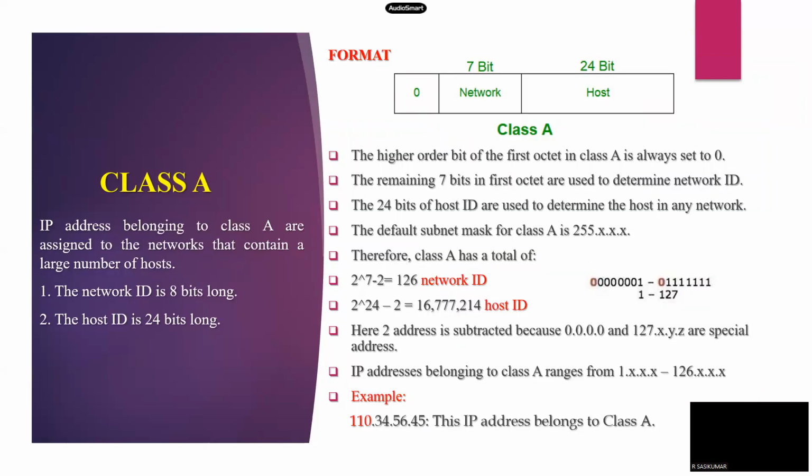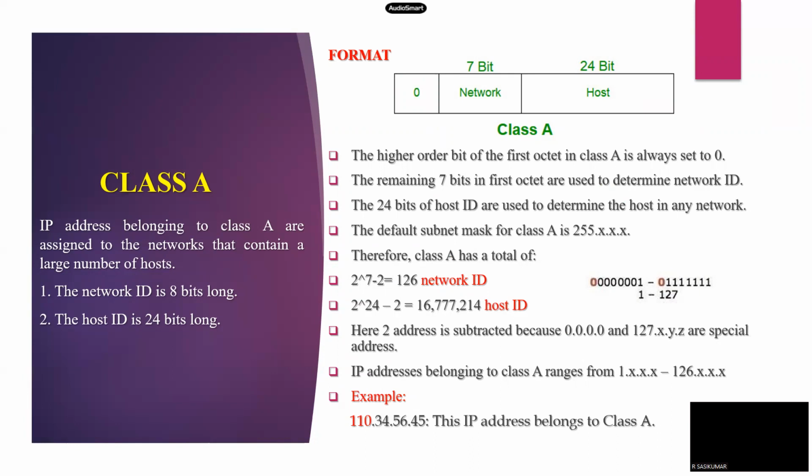So the 7 bits plus the leading bit, totally 8 bits, will be assigned for the network ID of class A. The remaining 24 bits will be assigned for the host ID of class A. What is the purpose of that higher order bit 0? That 0 always denotes class A.